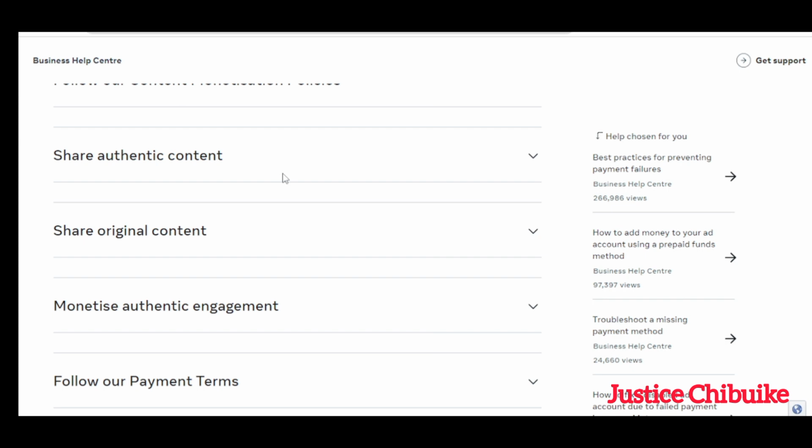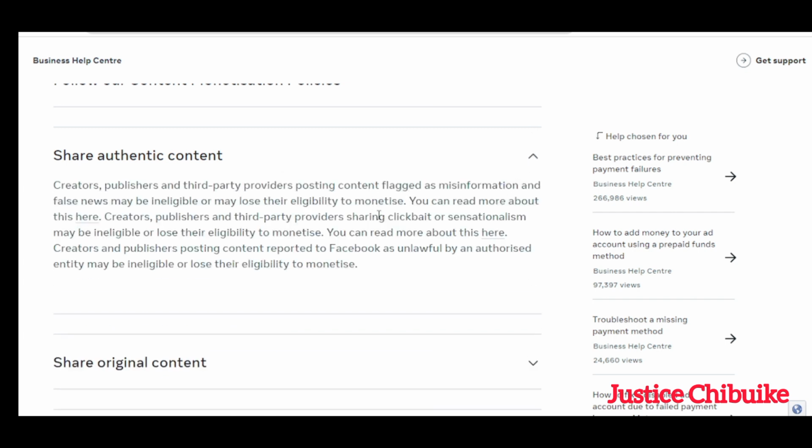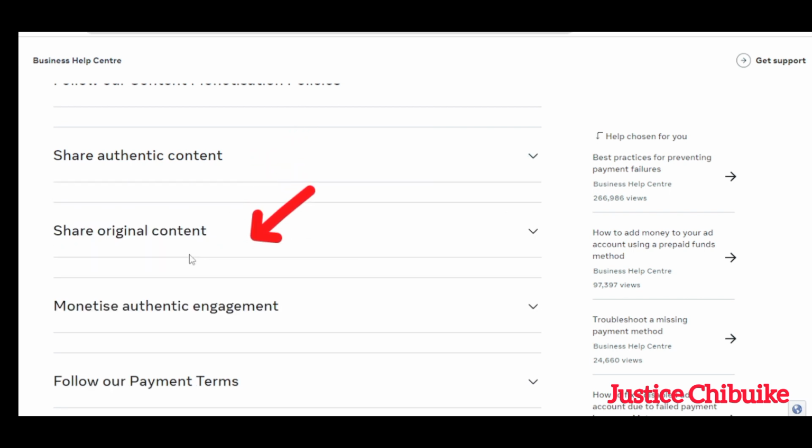When you post contents that are fake, Facebook will not monetize it. Like contents that try to talk down on people, contents that carry false information like allegations and whatsoever. On Facebook, such contents cannot be monetized. Share original content. You are required to share original content on Facebook. You don't just grab people's content and post it on your professional mode or on your page and monetize. You cannot monetize them.